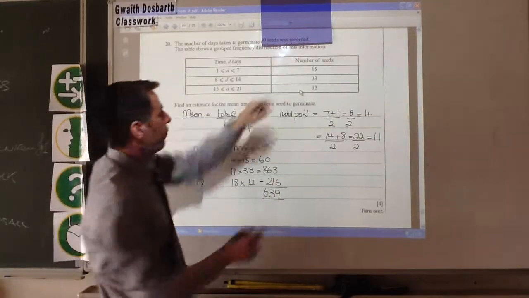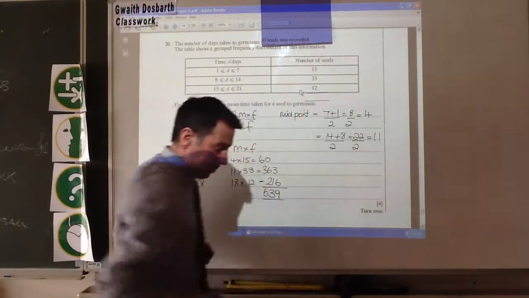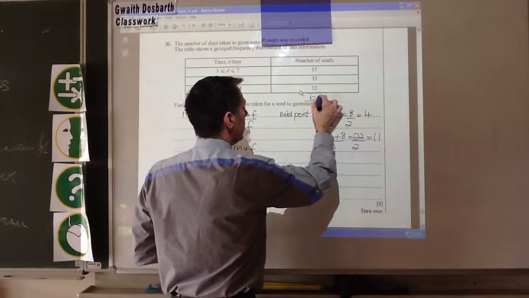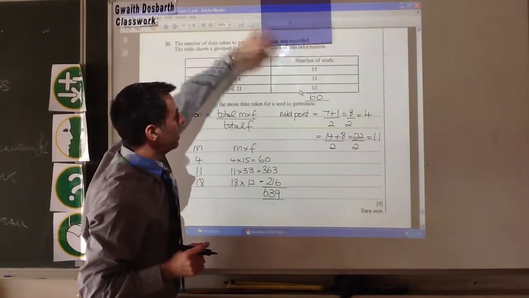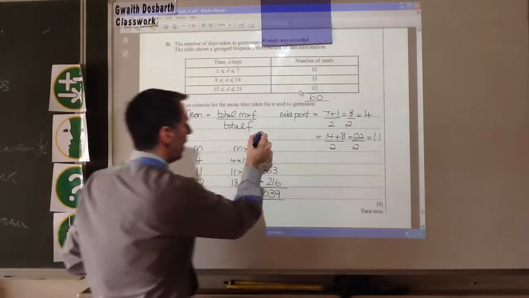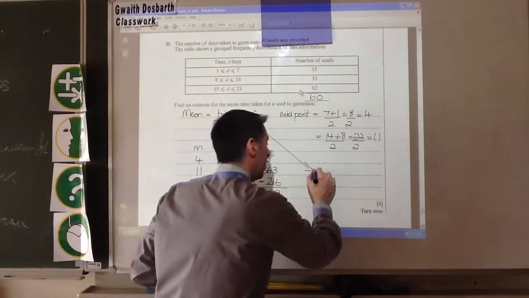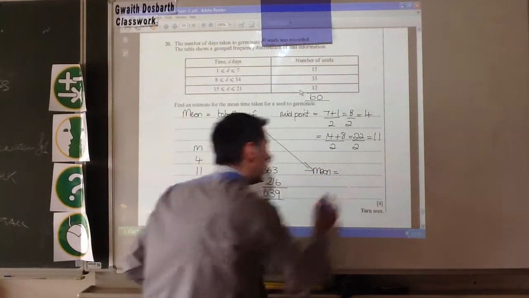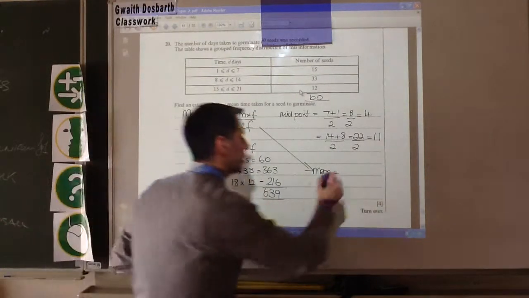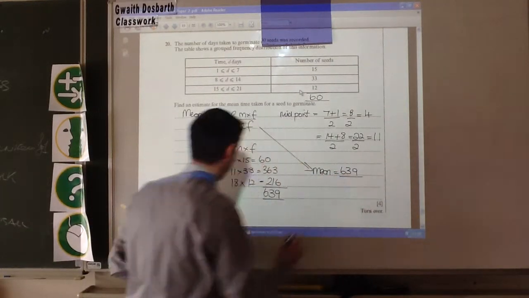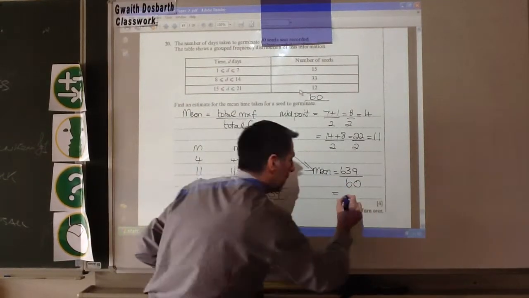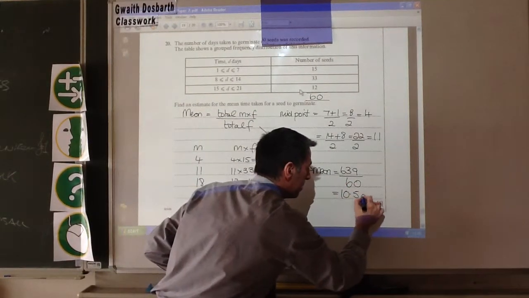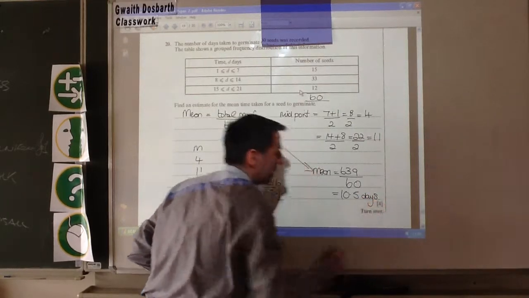I need to add up my frequencies, and my frequencies come out at 60. Again, if you look at the question, it says 60 in the question, so I know that is 60. Then we're just going to substitute into the formula that we should know. The mean is the total n times f, which is 639, over the total f, which is 60. And when you work that out, that gives you an estimated mean of 10.5 days.